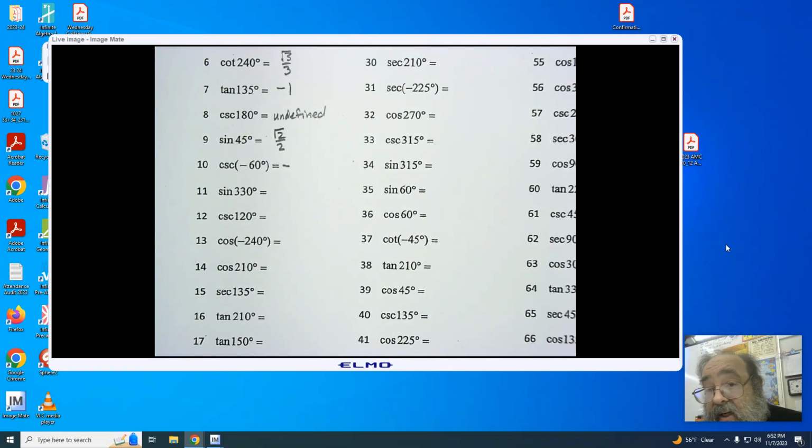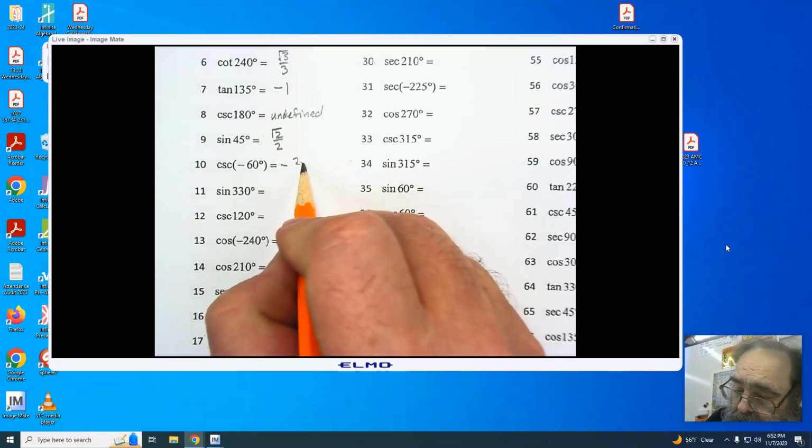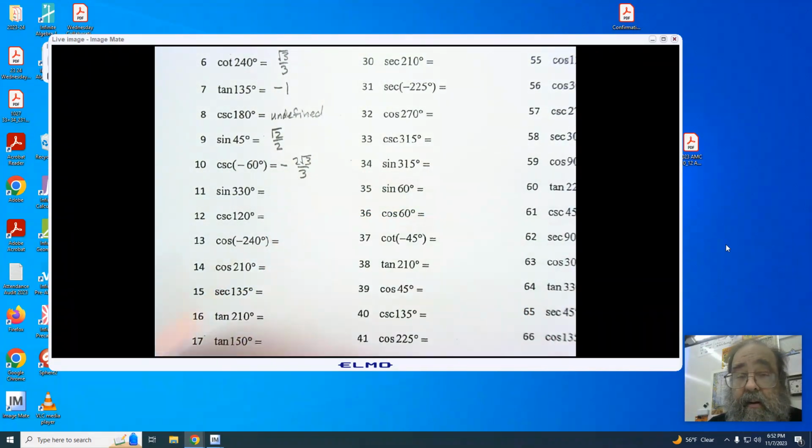So we think of a 60-degree angle, which is for sine, √3/2. We take the reciprocal, and we get 2√3/3. That is my ratio.